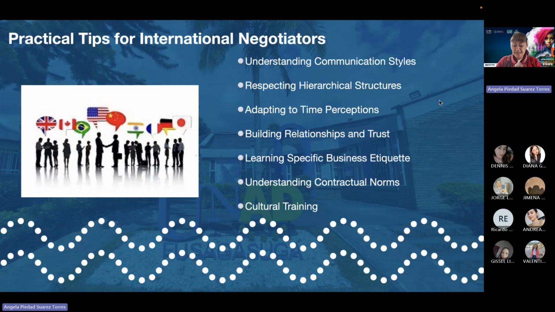Learning a specific business etiquette, study local customs such as greetings, handshakes, and bows, dress code, gift-giving norms, and dining etiquette. For instance, in Iranian culture, shaking hands with women may be avoided due to religious norms. For example, as women, we're not going to have a handshake in Iran. Understanding these customs helps avoid unintentional disrespect.